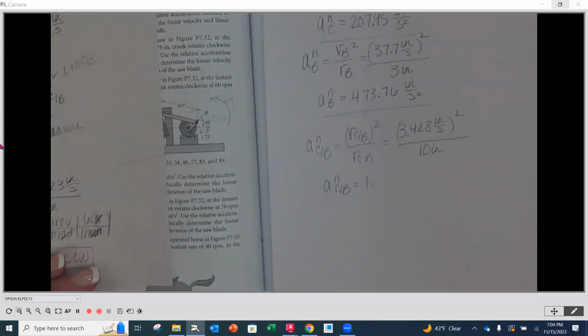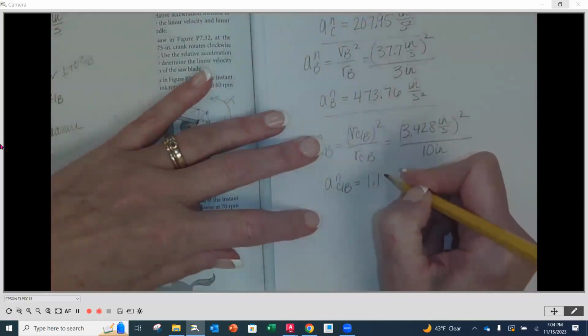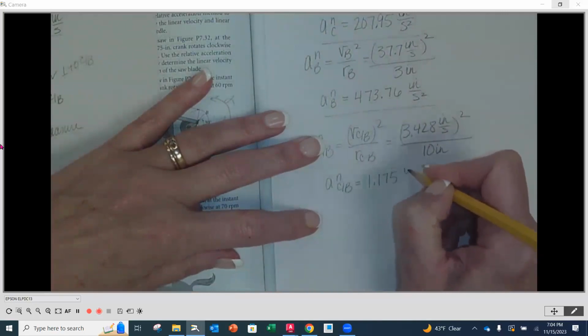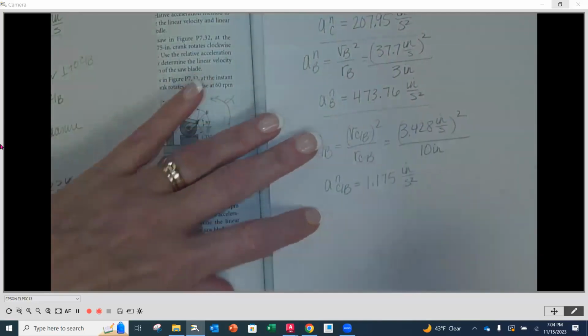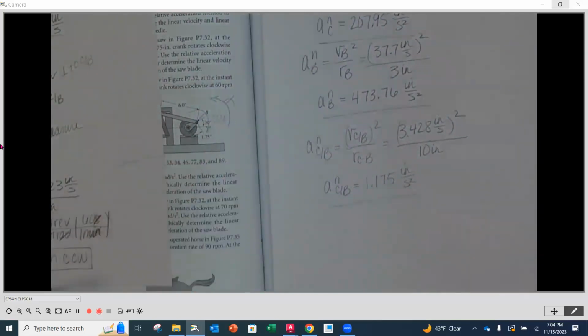3.428. Yes, it is. Did you get 1.175? Yeah. I mean, the answer makes sense to me, but it seems really, really small, but it is a small little vector. Okay. All right.